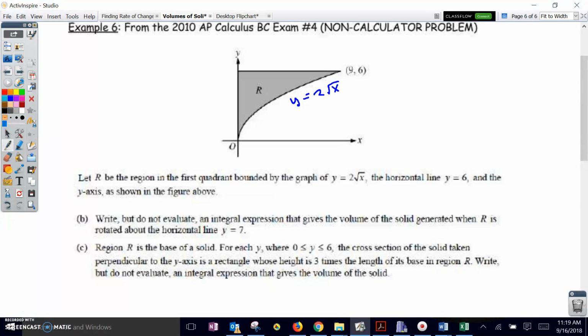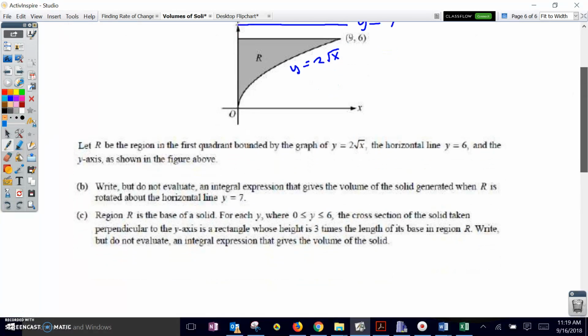So first we're going to do part B. Part B says to write but not evaluate an integral expression that gives the volume of the solid generated when R is rotated about the horizontal line y equals 7. So we've got this line up here, y equals 7, that we're going to rotate this region around. So we're revolving around a non-axis here. We'll go ahead and set up our integral.